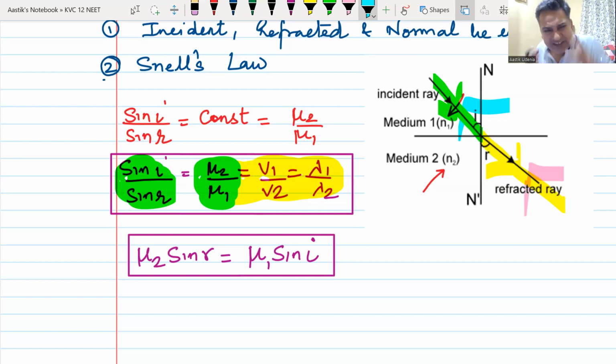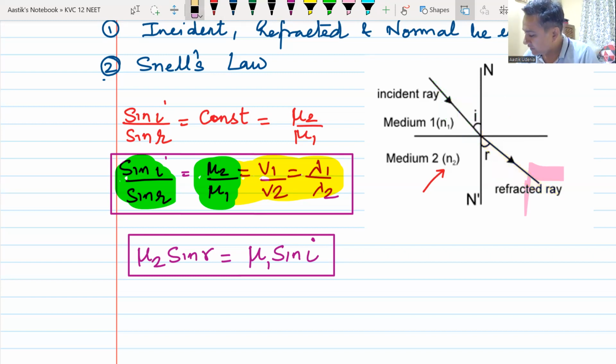Now, instead of calling one angle I and R, because I and R depend on which is the first medium and which is the second medium, I can call them like this. I can call this I1, angle of incidence in medium 1, and this I2, angle of incidence in medium 2, because instead of going from 1 to 2, it could have gone from 2 to 1.